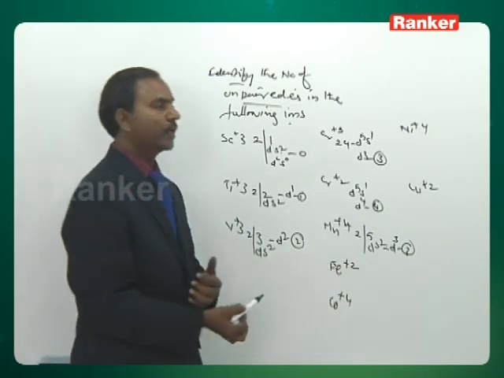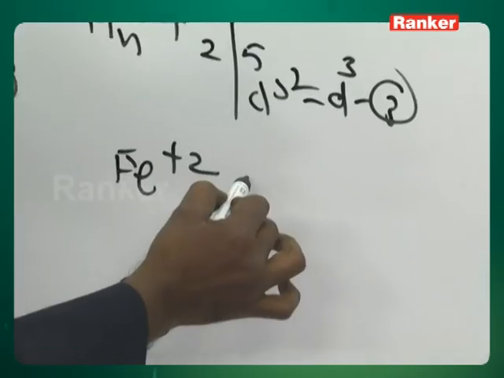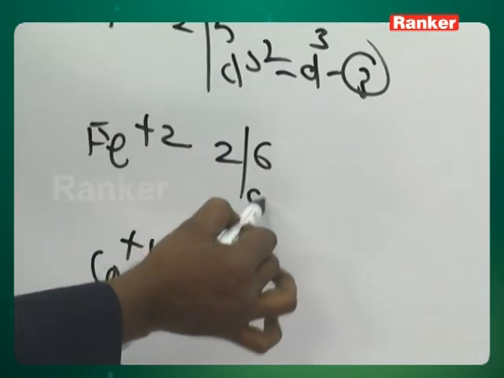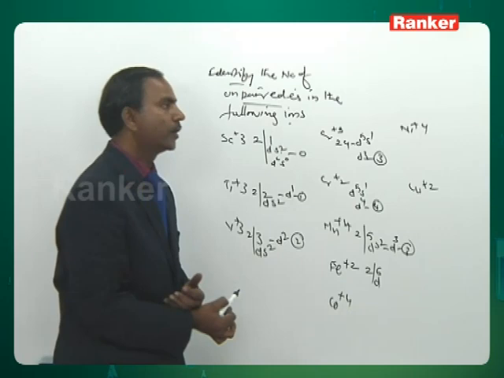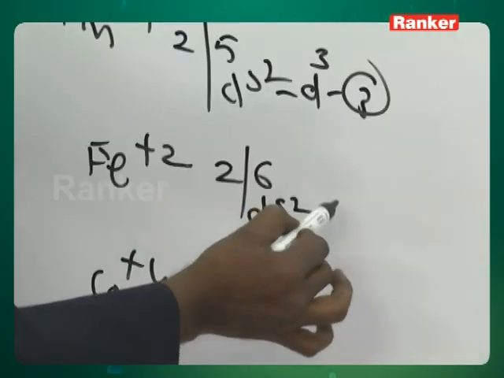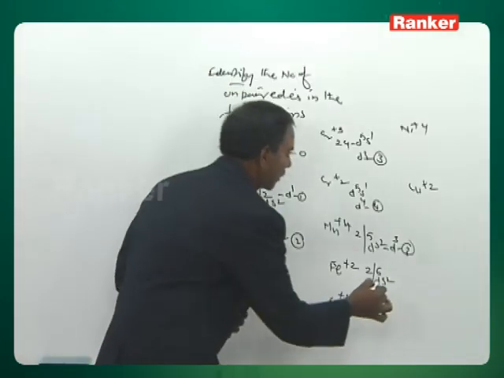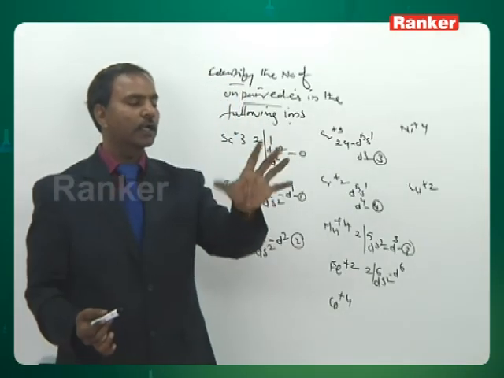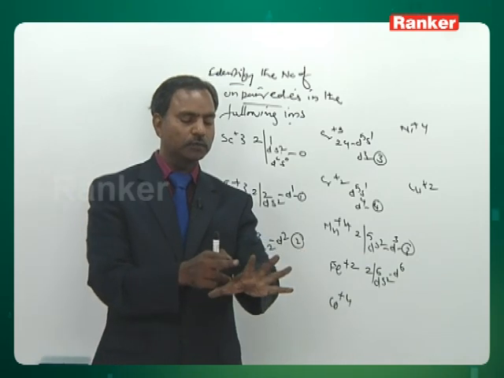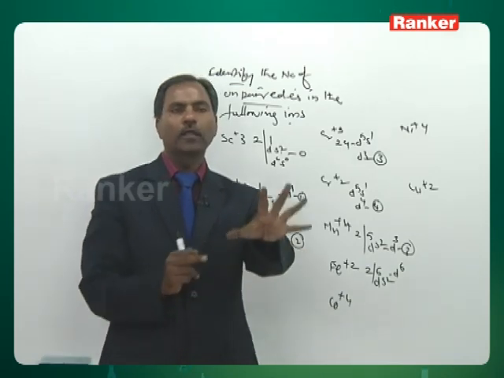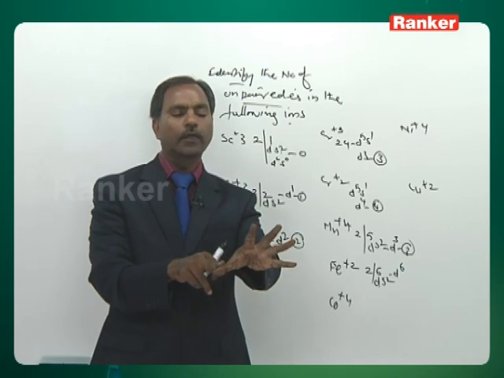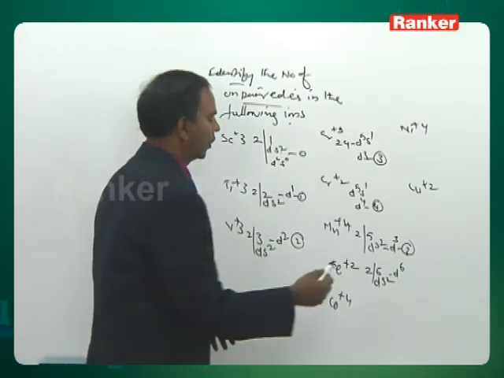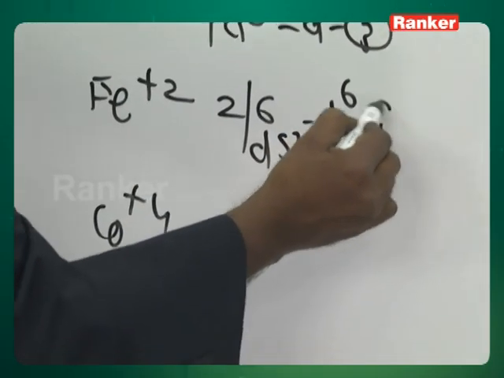Coming to Fe plus 2. Atomic number of Fe is 26, which means D6S2. How many electrons lost? 2. What is remaining here? D6. D6 means how many unpaired electrons? Look here. 1, 2, 3, 4, 5. And the 6th electron is paired. So how many unpaired? 4. In D6, the number of unpaired electrons is 4.